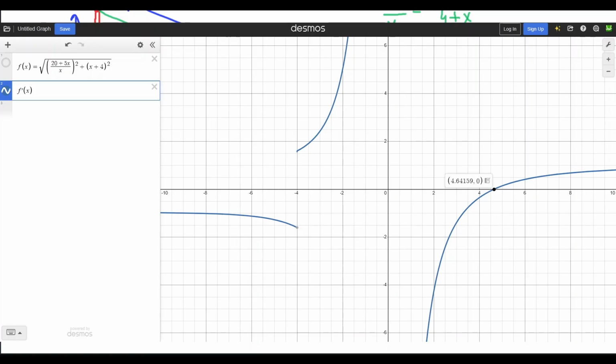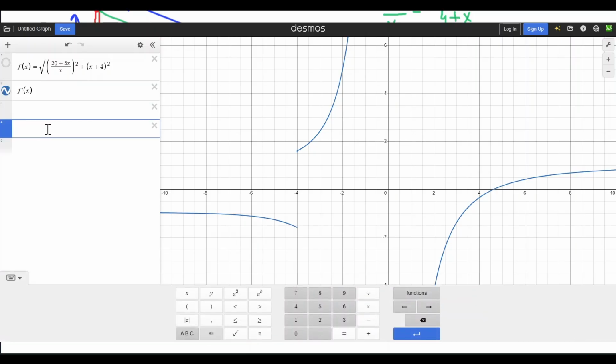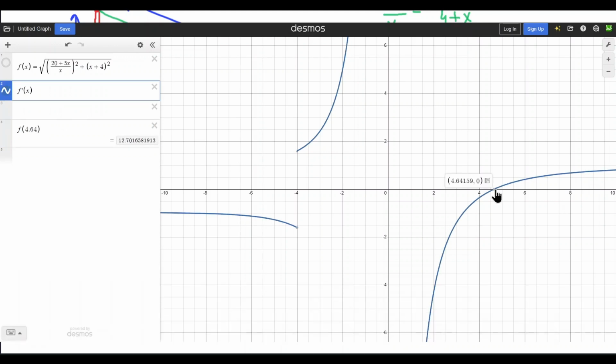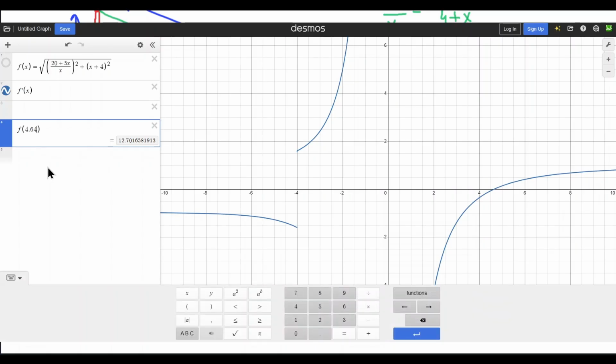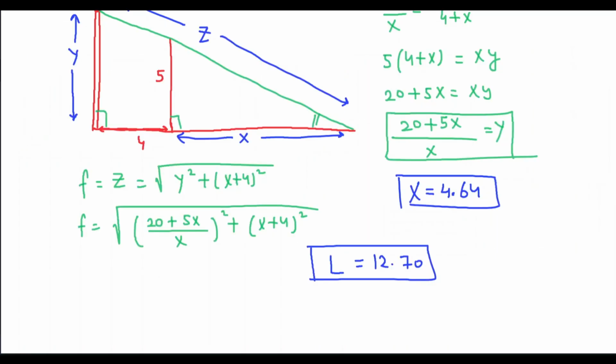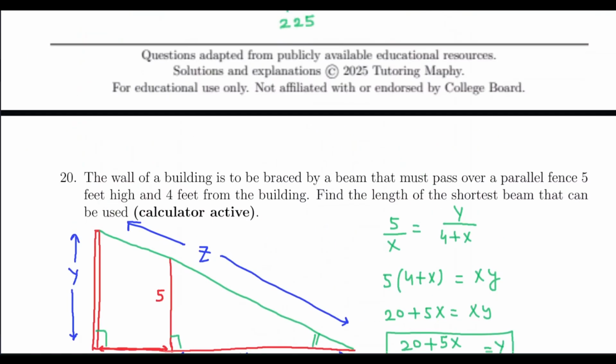So I got the x value, but I need the function's value at this point because I need the length of the ladder or the beam. So f of 4.64159. That's what I have. The length of the beam comes out as L is equal to 12.70, and that's the number that we are looking for. So that should be our answer.